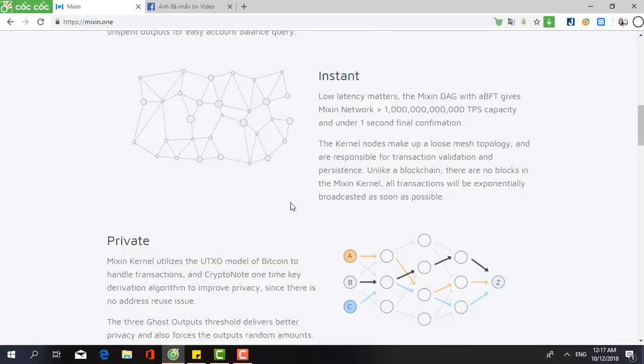The second one is instant. Low latency matters. The Mixin DAG with ABFT gives Mixin network more than 1,000 billion TPS capacity and under 1 second final confirmation. The kernel nodes make up a loose mesh topology and are responsible for transactions, validations, and persistence. Unlike a blockchain, there are no blocks in the Mixin kernel. All the transactions will be broadcasted as soon as possible.